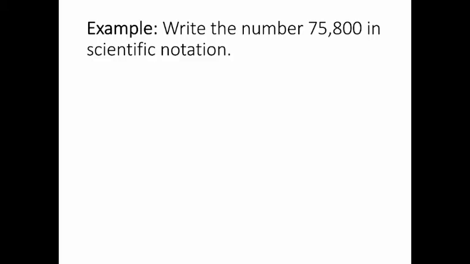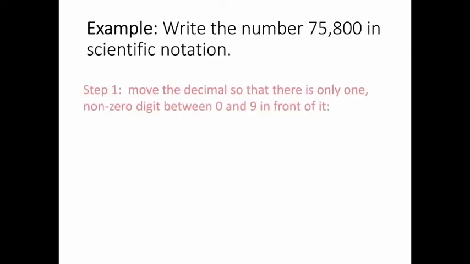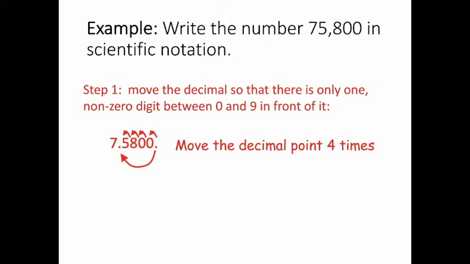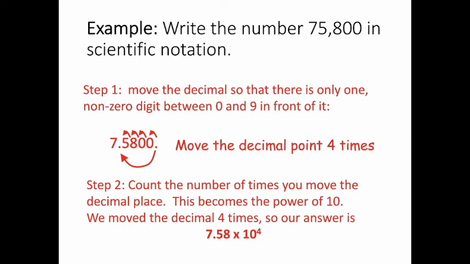Example: write the number 75,800 in scientific notation. Step 1. First, you're going to move the decimal so that there's only one non-zero digit between 0 and 9 in front of it. So here we're going to move the decimal point to the left 4 times. Step 2, count the number of times you move the decimal place. This becomes the power of 10. So for this example, we moved the decimal place 4 times, so our answer is 7.58 times 10 to the 4th.